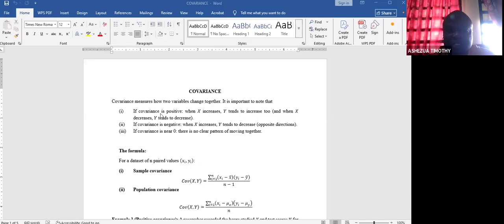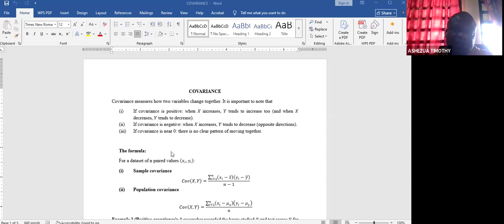It is important to note that if covariance is positive, when x increases, y tends to increase too, and when x decreases, y tends to decrease. If covariance is negative, when x increases, y tends to decrease, opposite direction. If covariance is near zero, the implication is that there is no clear pattern of moving together.